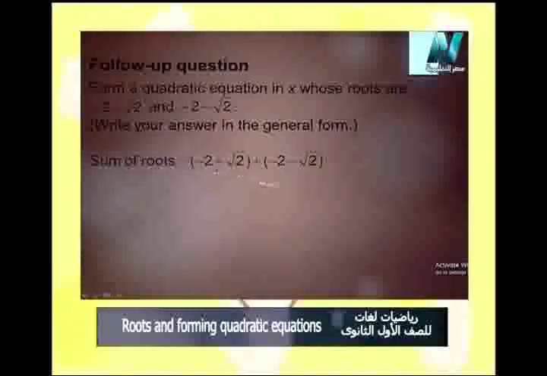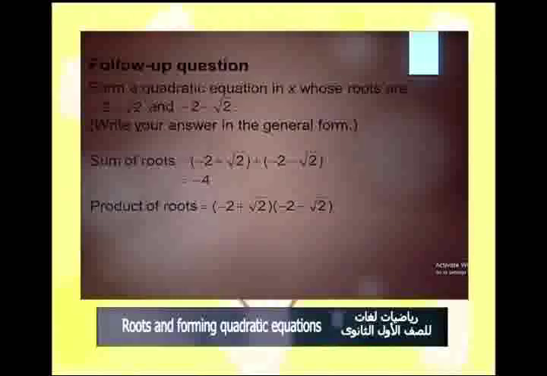The sum of these two roots will be easy to find, because we have here negative 2 plus negative 2 equals negative 4, and root 2 plus negative root 2 equals 0. So the answer easily will be negative 4.